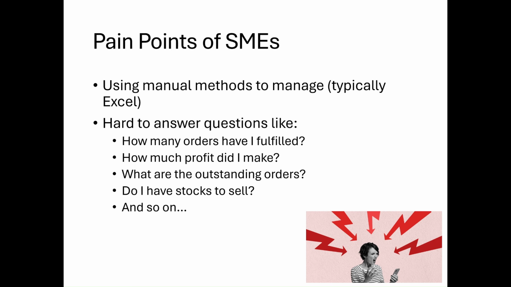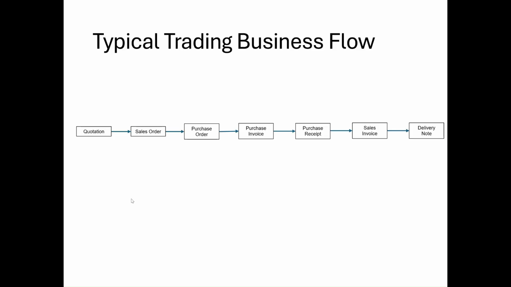Now, the pain point of SMEs is that typically they use manual methods. Not all, but there's a significant number who use manual methods like Excel or just basic accounting software to track this whole process. So you can imagine using Excel to do a quotation, which is not really linked to the sales order. So another Excel sheet has to be created, and the purchase order is another Excel sheet. So managing this whole process is quite tedious.